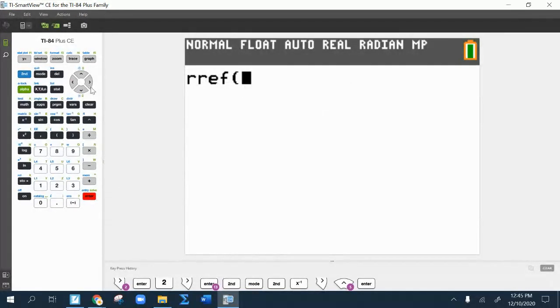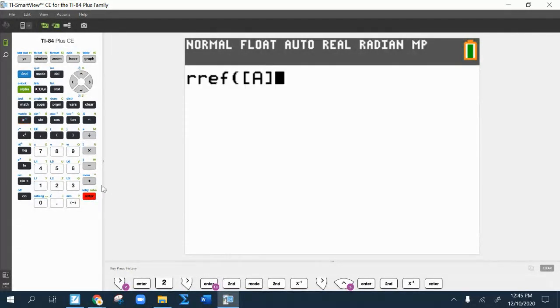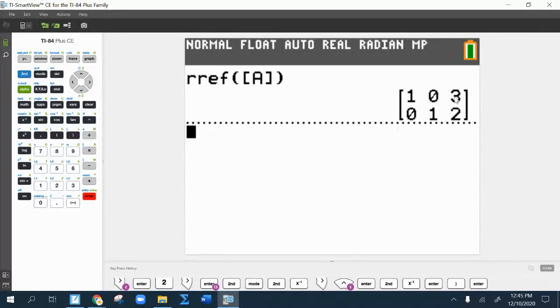And I want the matrix I just edited. So back into the matrix we go, and I want matrix A. So under names, I pick A. So here is our solution.